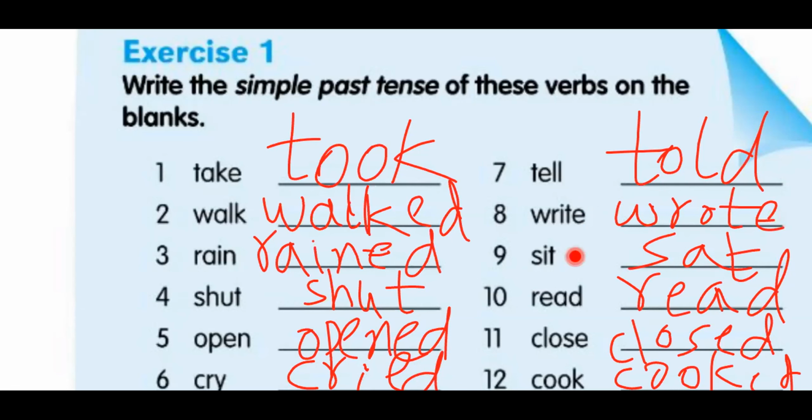Sit, sat. S-A-T, sat. Read, read. R-E-A-D, read. Okay. I have read the storybook. Read पढ़ा जाता है. Correct pronunciation क्या है? R-E-A-D, read. Okay. I have read the storybook. Next. Close, closed. Cook, cooked.